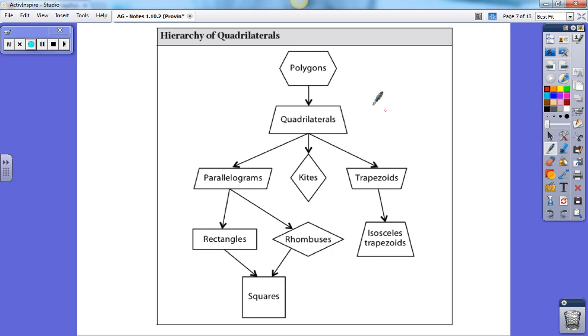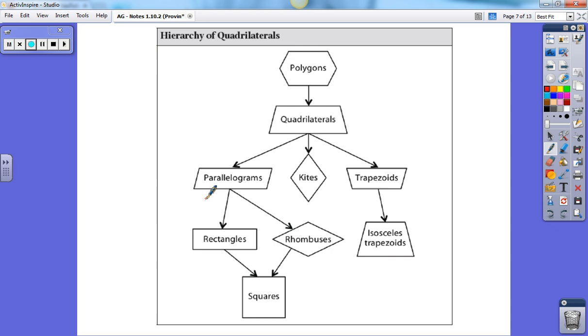Here's my hierarchy of quadrilaterals, starting with just polygons in general, because we've got other polygons over here, triangles, pentagons, other numbers of sides. And we have specifically quadrilaterals with four sides. So all of these are quadrilaterals because they all have four sides. But then we have parallelograms, and in that category fall rectangles, rhombuses, and squares. And remember that rectangles and rhombuses both point to square because a square is both a rectangle and a rhombus.